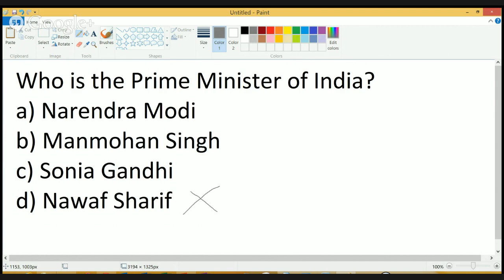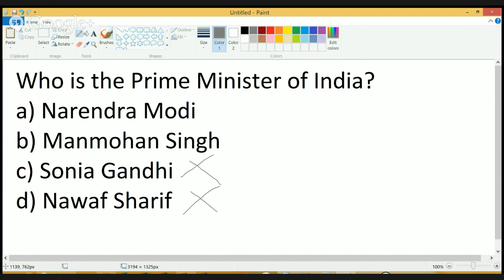I feel Sonia Gandhi is the leader of the opposition. I haven't ever heard that she was meant for the post of Prime Minister in the recent one or two years. So you cross out Sonia Gandhi. Now you are doubtful about the two choices. Manmohan Singh was the Prime Minister till now, and Narendra Modi is to be the new Prime Minister. So I am confused whether Narendra Modi has been elected or is yet to be elected.